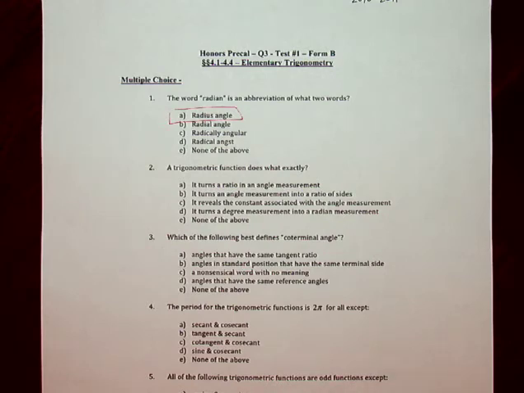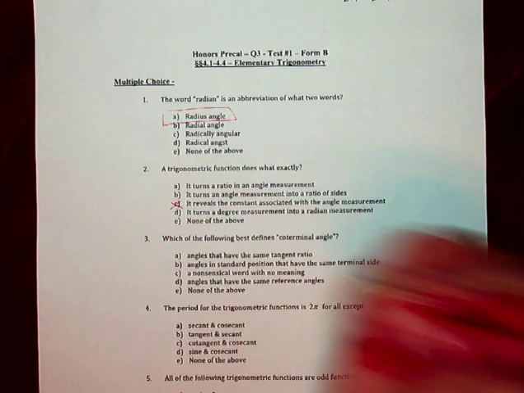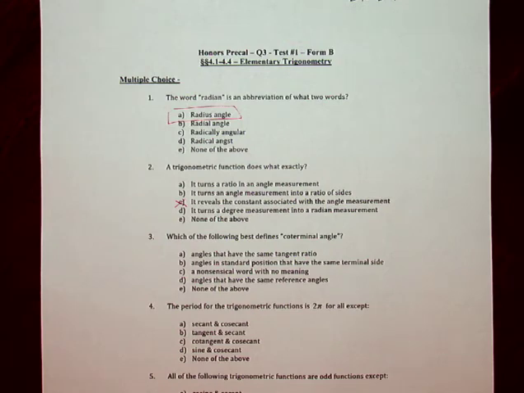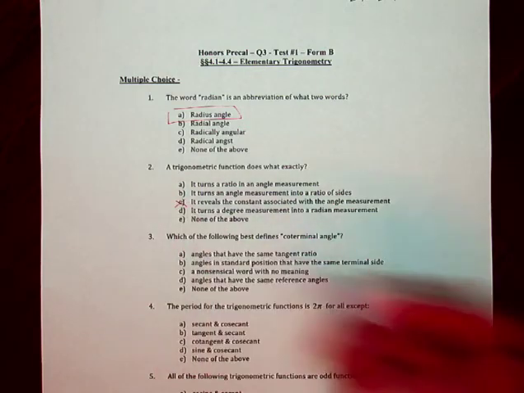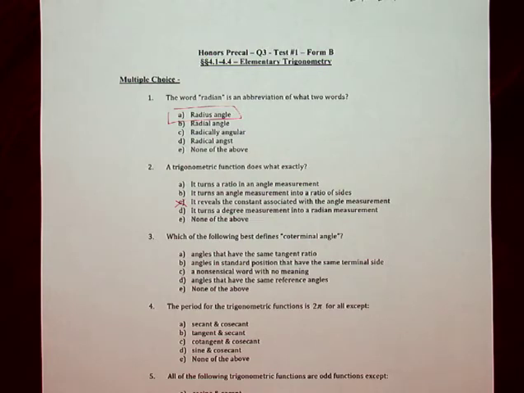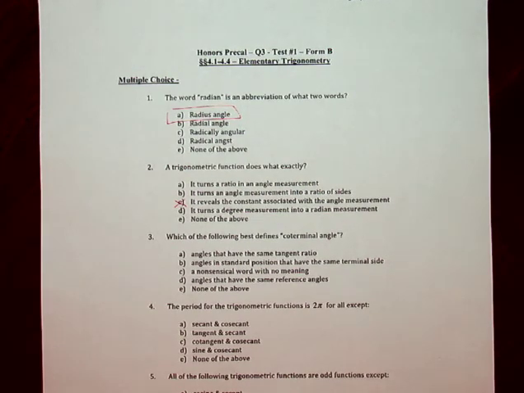Now, we know that that's what trig functions do, but then look down at C and it says it reveals the constant associated with the angle measurement. Okay, well, that's true, but it's vague. Like what constant, and how is it associated with the angle measurement? And D, it turns a degree measurement into a radian measurement, and that's not true either. It's either A or B, because we talked about it as a translation, right? But you should know that you apply the trig function to angle measurements to turn them into ratios of sides, and therefore B is the correct answer.